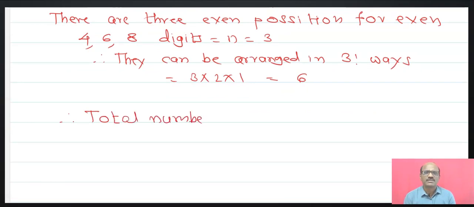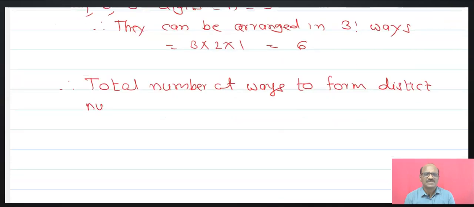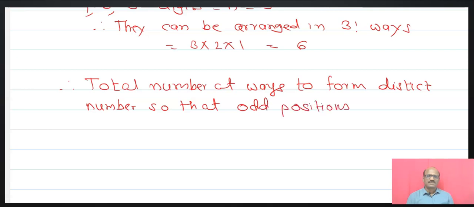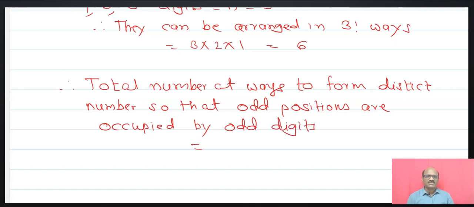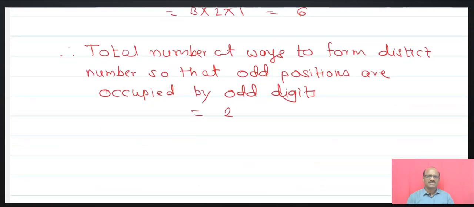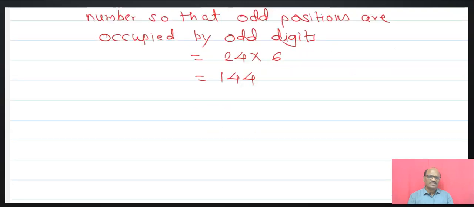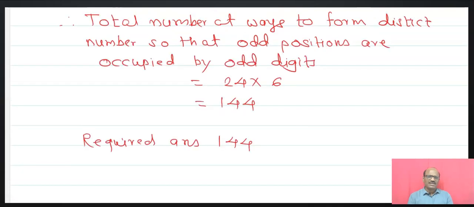Therefore, the total number of ways to form a distinct number so that odd positions are occupied by odd digits and even positions are occupied by even digits is 24 into 6, that is equal to 144, and hence the required answer is 144.